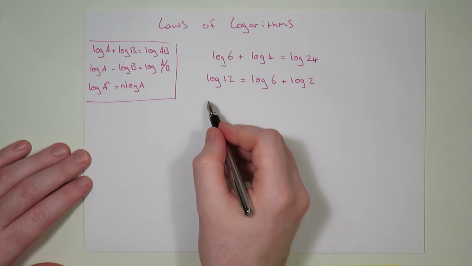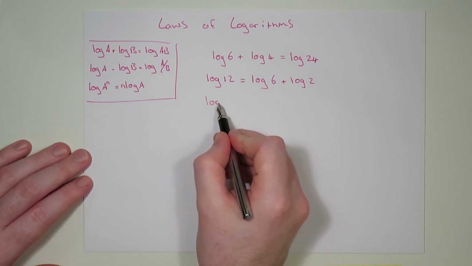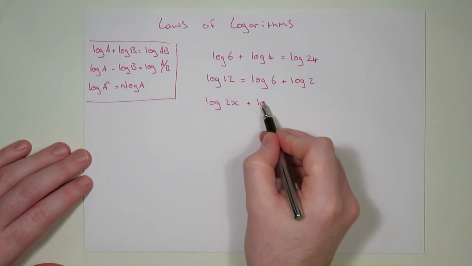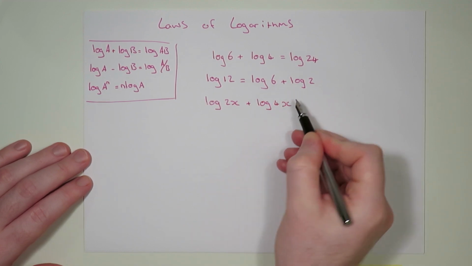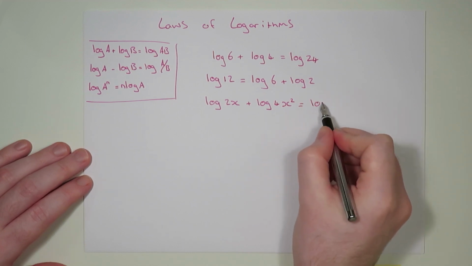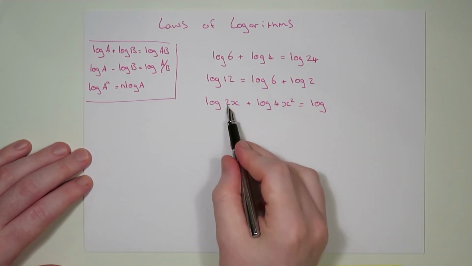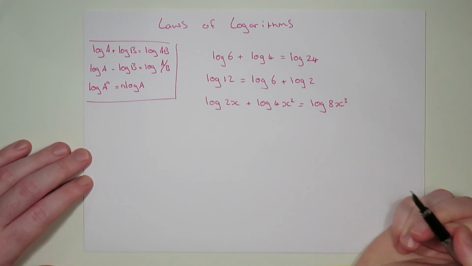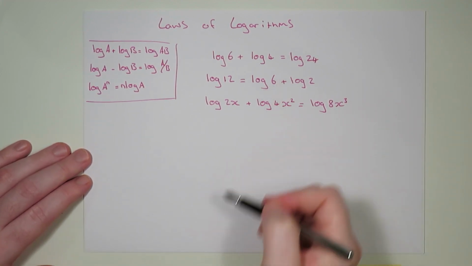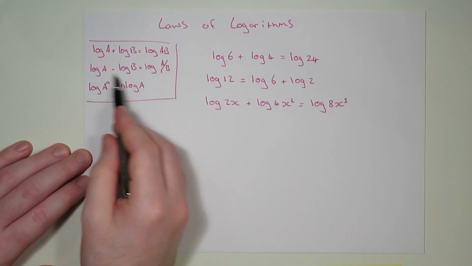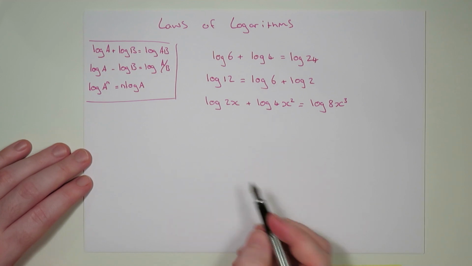You can do this algebraically as well. You can say that log 2x plus log 4x squared, let's say, is equal to log, so you just times these together, so 2 times 4 is 8, x times x squared is x cubed, and there we go. So that's how you add logs together. That's how you use this rule here to add logs together. And the subtraction part works very, very similarly.